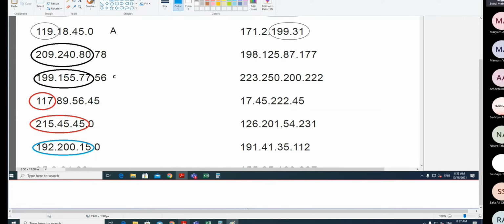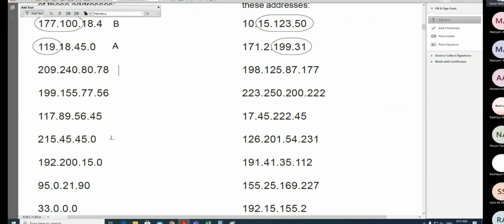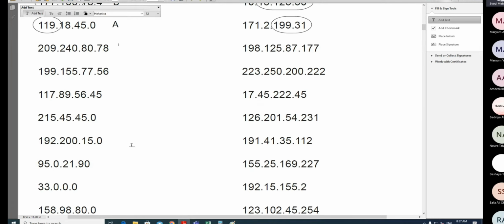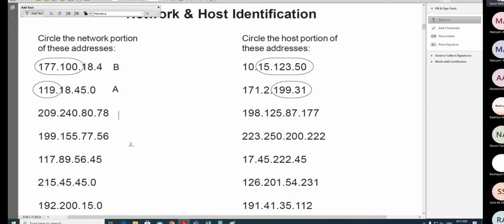Okay. So please try to solve all the things here by yourself. What is the network portion? What is the host portion? Okay. So the network portion is now clear to all of you, or we can do some more practice for the network portion.